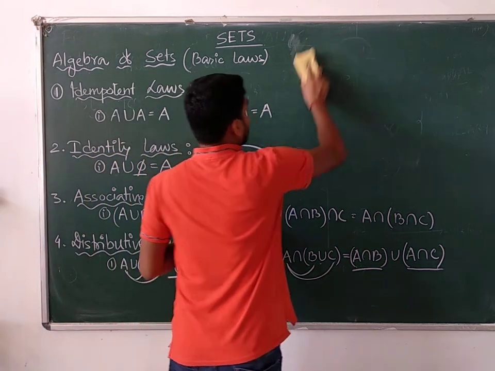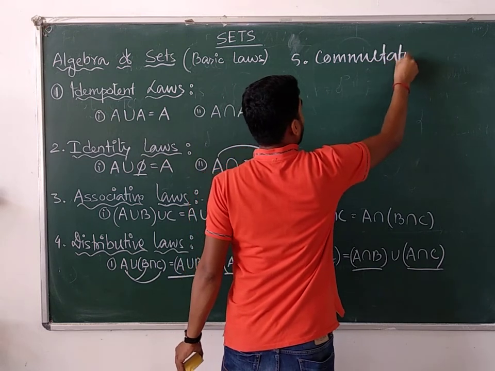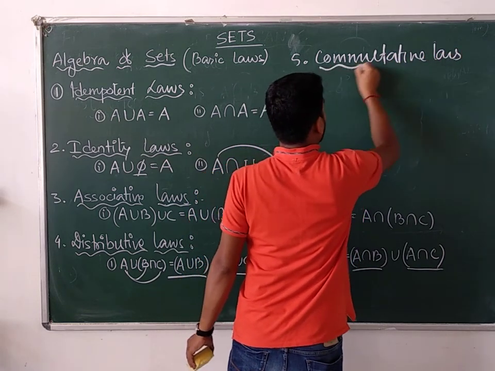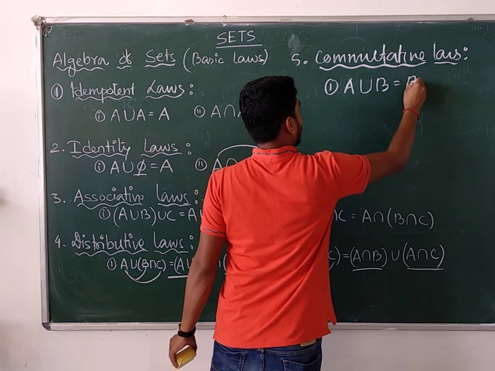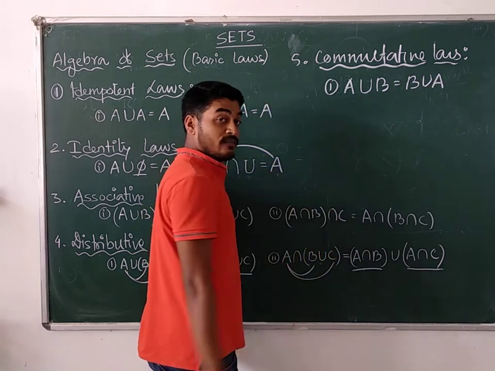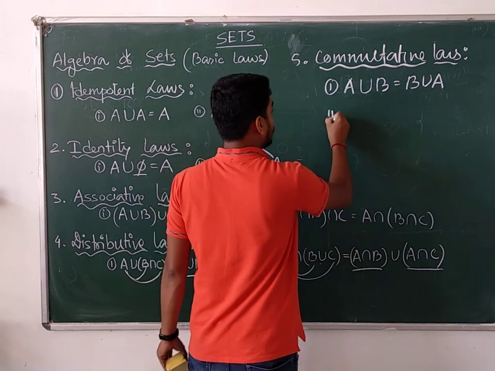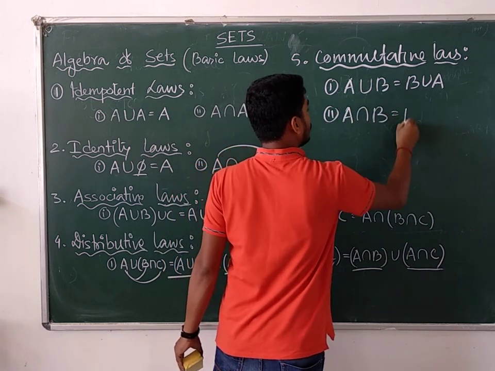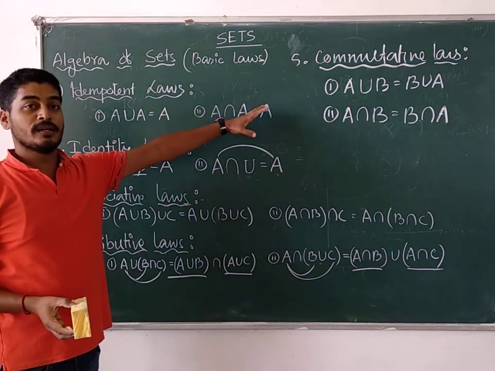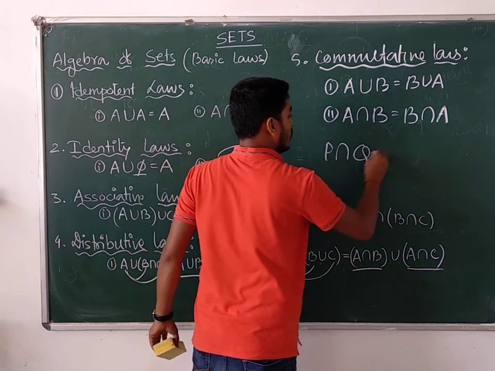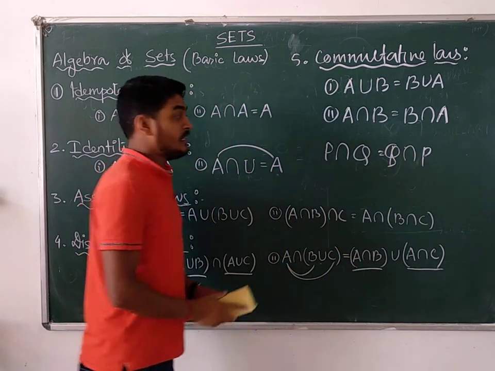Another law is left with us. This is the operation number 5, commutative law. Very simple. A union B is always equal to B union A. It does not matter which set you have considered first, but the operation is the same, union. Next, A intersection B is equal to B intersection A. That means you can easily say that union and intersection both satisfy the commutative property. P intersection Q is always equal to Q intersection P. In this way, you can easily write down all those properties.